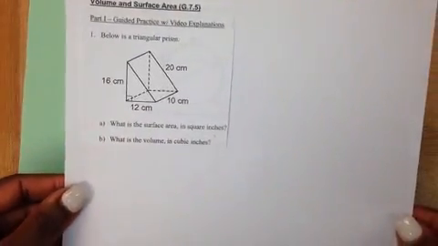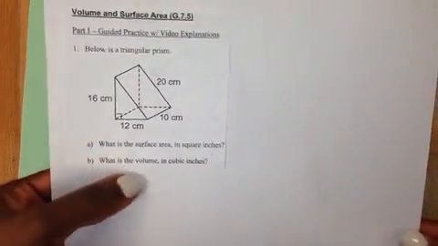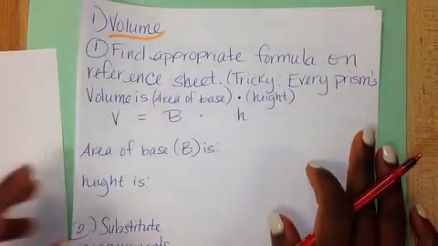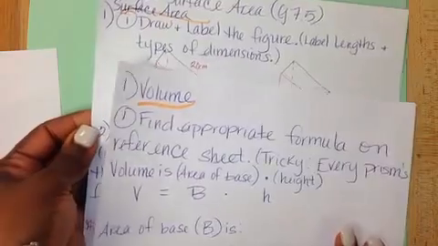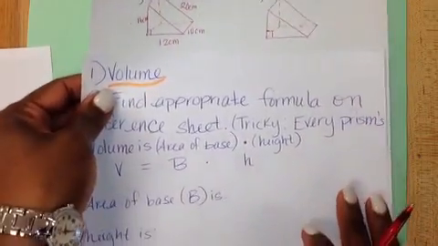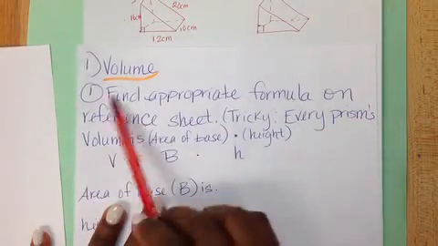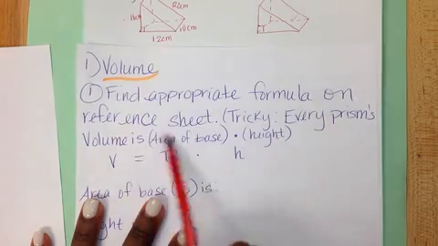Okay, going back to the problem for part B, we see that we need to find the volume in cubic inches. Using the same figure, I'm going to go ahead and borrow that figure from the first part of this problem. Using the same figure, I need to find the appropriate formula on the reference sheet.